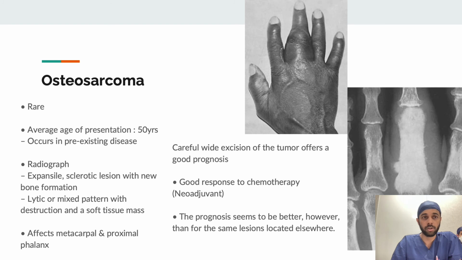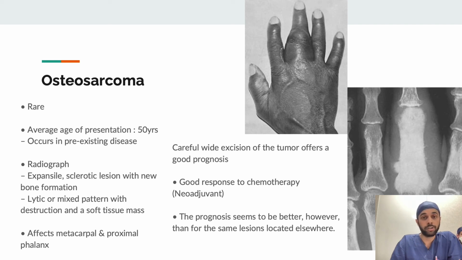The second one was osteosarcoma. It's a rare type of tumor. Usually presentation is in old age, above 50, with a pre-existing condition. They are expansile with a sclerotic margin. If you look at the x-ray, it's clearly completely sclerotic, or it could be a mixed lytic and sclerotic picture. It affects the metacarpals and the proximal phalanx.